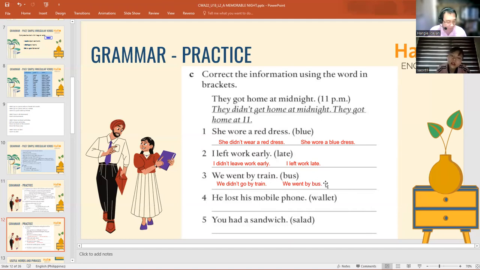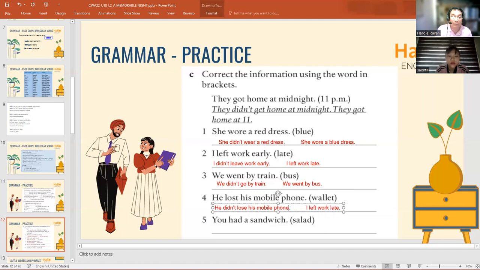Next, he lost his mobile phone. He didn't lose his mobile phone. Okay, but he lost his wallet. That's correct. He lost his wallet.